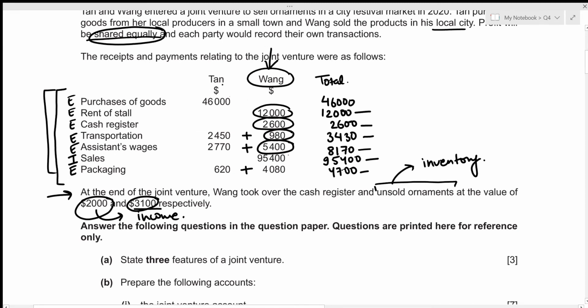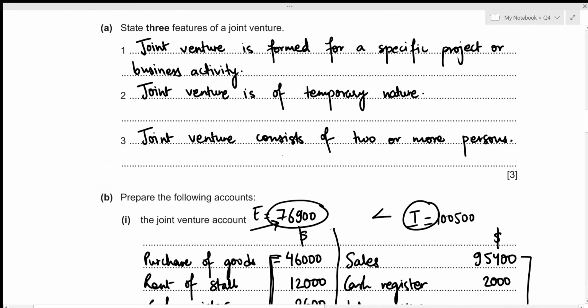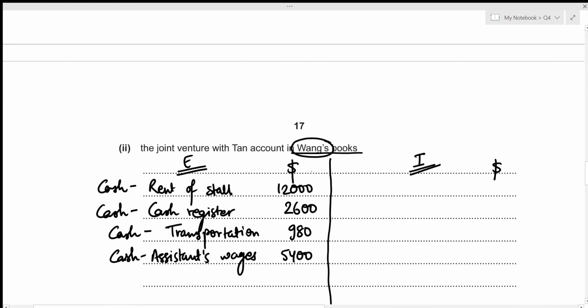Now we have the sales amount amounting to 95,400. So this is actually an income, and all of the sales were made by Wang. So this must be recorded as an income in Wang's books as well. So we record this amount in our credit side. Let's do that. We have sales with the amount of 95,400.